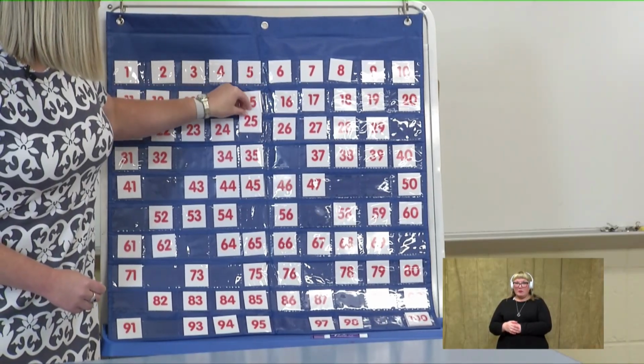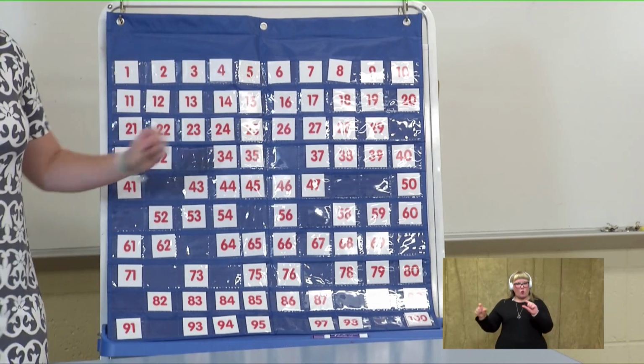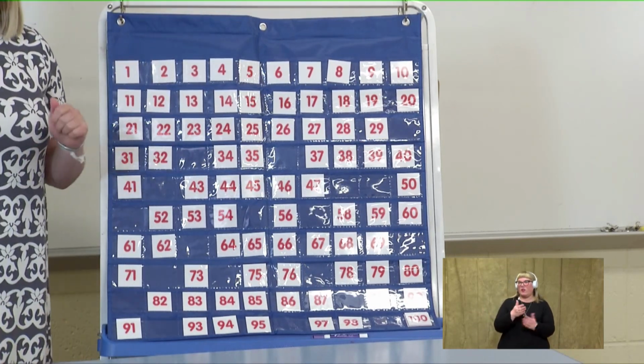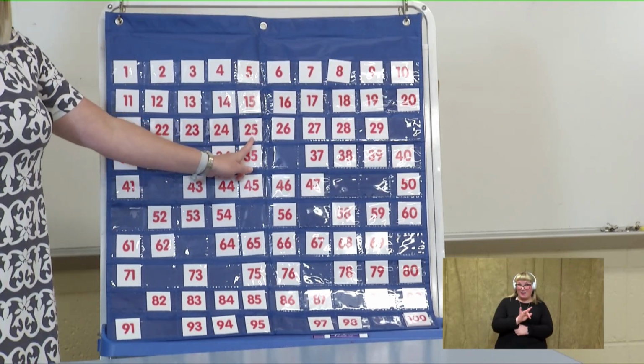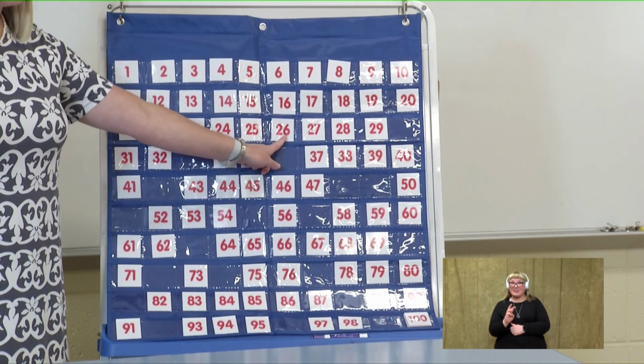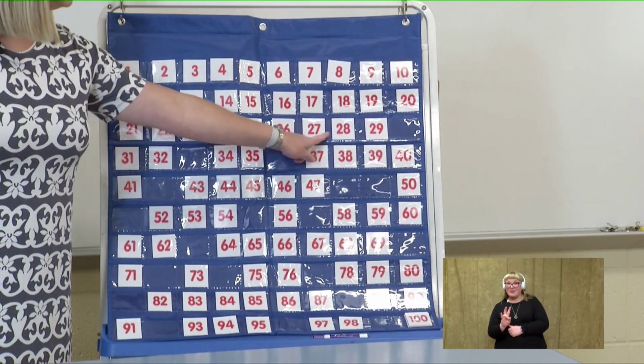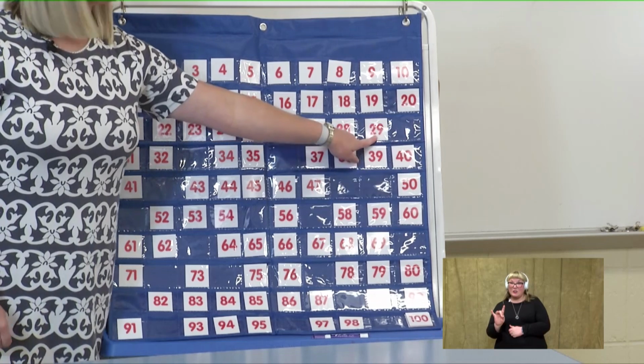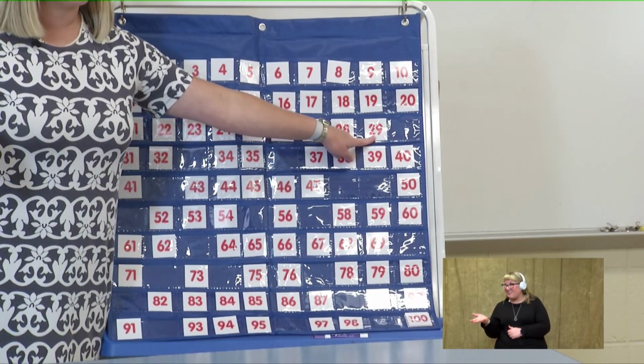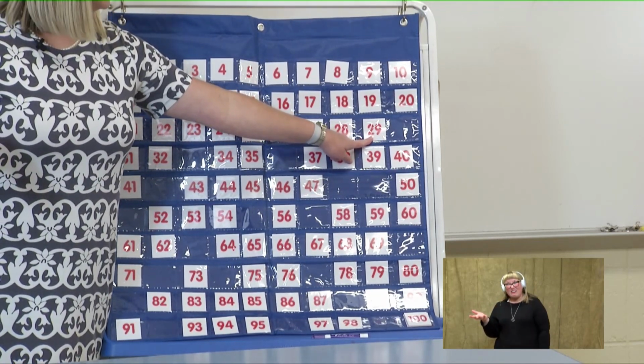Okay, let's see. We have one more in that row. Do you think we can count on from 25? Let's give it a try. 25, 26, 27, 28, 29. What comes after 29?